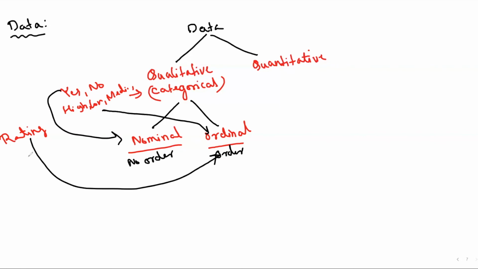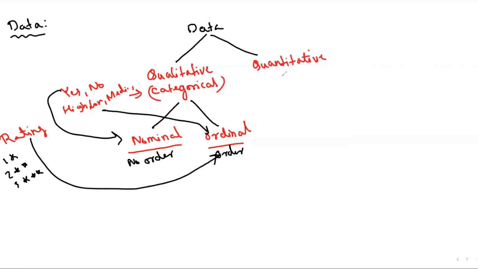Or let's say star, 1 star, or 2 star, 3 star. Normally, when we go to any restaurant, at the end of the day, when you're done, they will give you a chance to rate their service. So we'll rate them either 1, 2, 3, 4, 5, right? So those are nothing but ordinal categories.